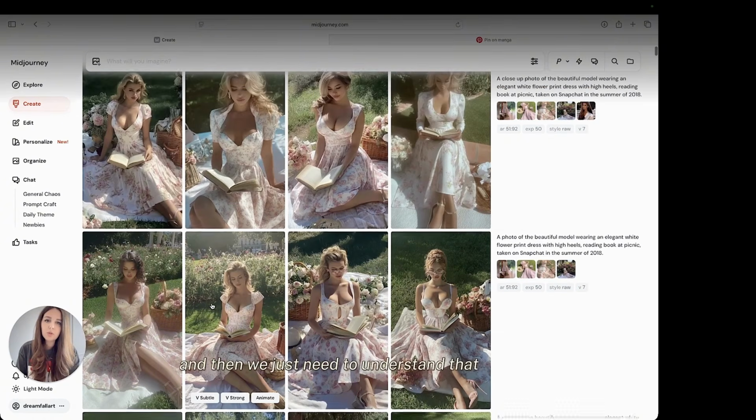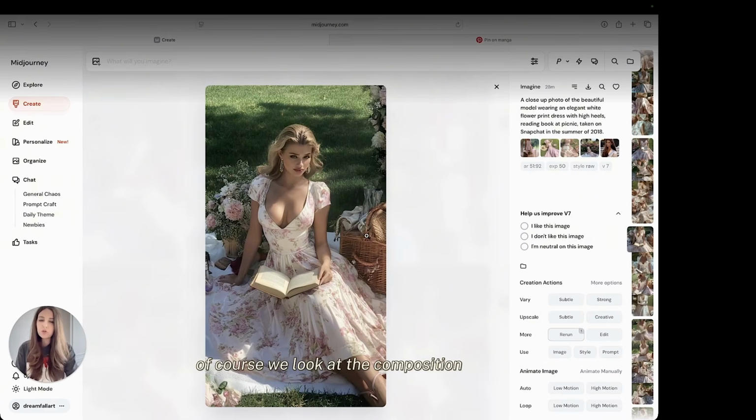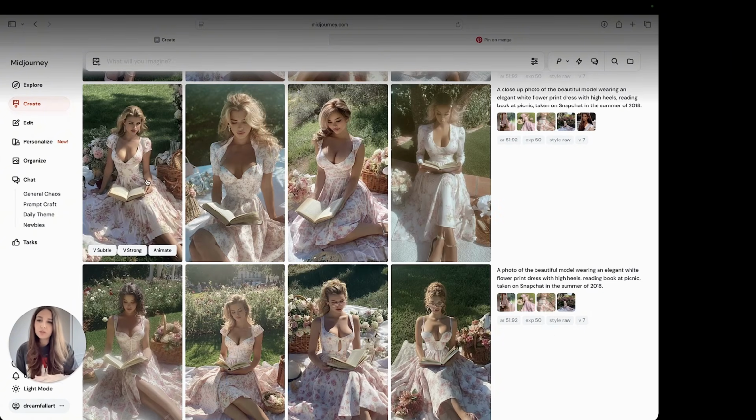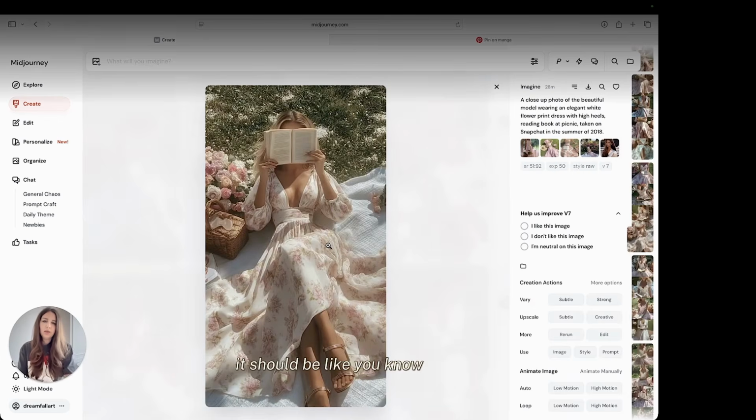And then we just need to understand that we need to tell a story, or we need to continue. I really love the composition on this one. Of course, we look at the composition, we look at their faces, it really matters. But for example, this one, I would do probably the second scene if we were just showing the aesthetics of a picnic, you know what I mean? Because if we want to tell a story, it should be more, you know, showing the whole place, like a whole park, wherever she is.